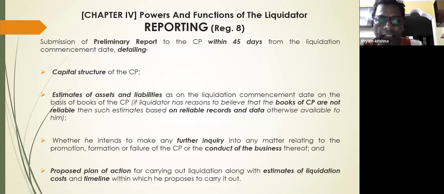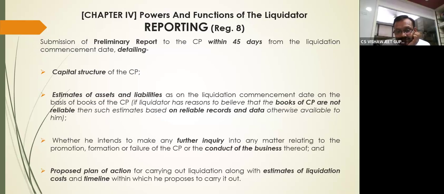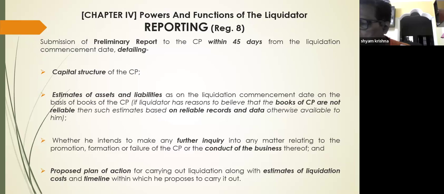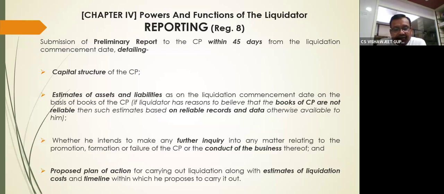Proposed plan. Achha, one second, sir. Please. If you read section 3C, 9, 91C, promotion, formation, or failure of the corporate person or the conduct of the business thereof. What does it tantamount to, failure, sir, when a healthy company is going for voluntary liquidation? No. He says whether he intends to make any further inquiry into the matter relating to the promotion, formation, or failure of the CP. It means if a CP is bypassing, by special resolution, not on the occurrence of any event which has been given in the constitutional document.